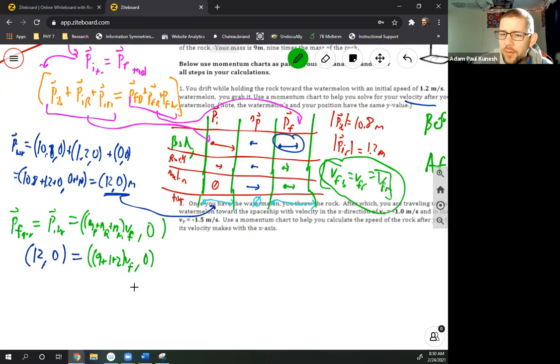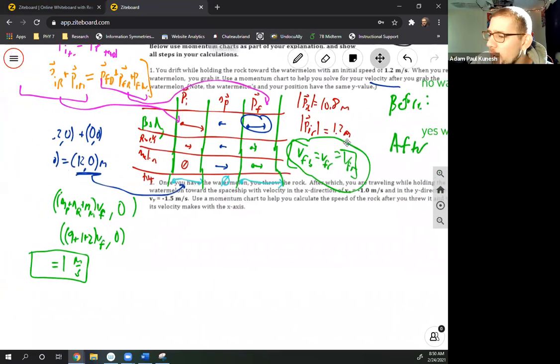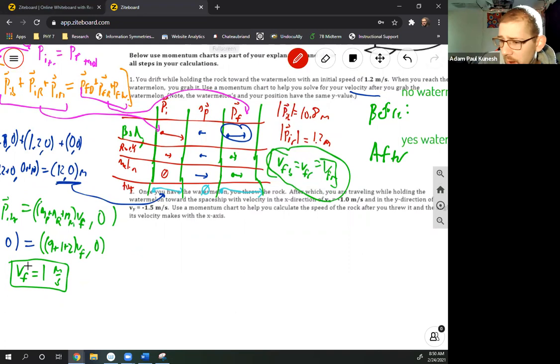So now I can just solve for V final by component. This is going to be 12 on the left and 12 on the right. So V final is just going to be 1 meter per second. That's convenient. I'm sure nobody custom tailored the problem to that number. So 1 meter per second, and there's part 1. Now, of course, in practice, quizzes go by a lot faster than that.